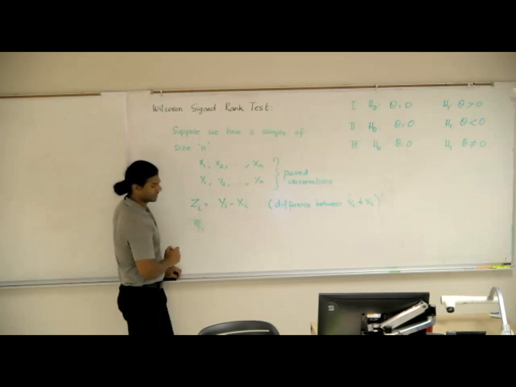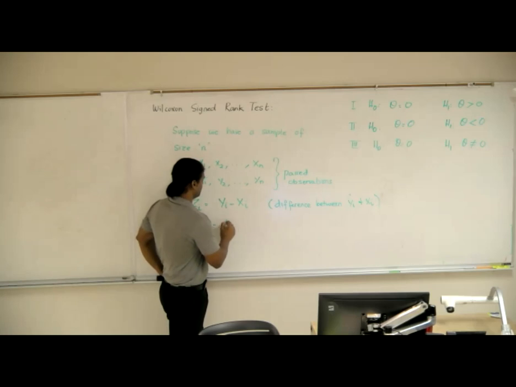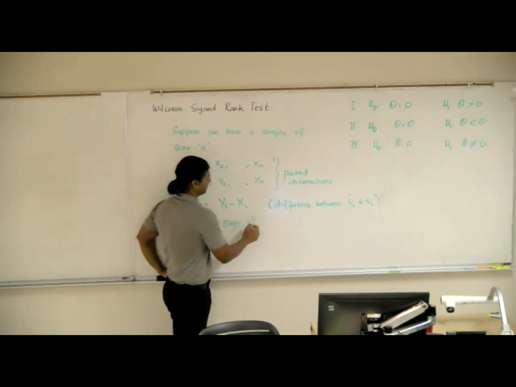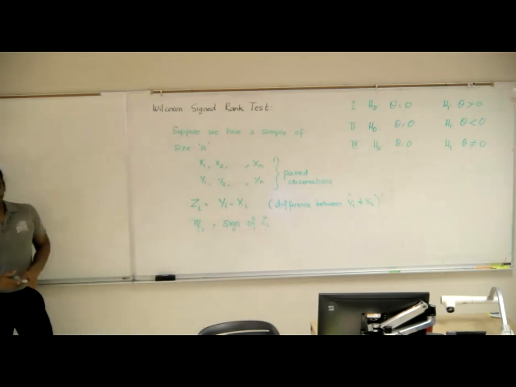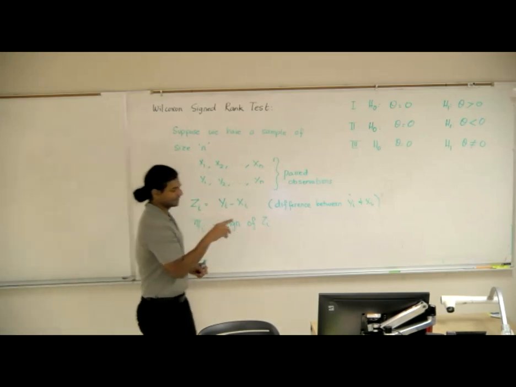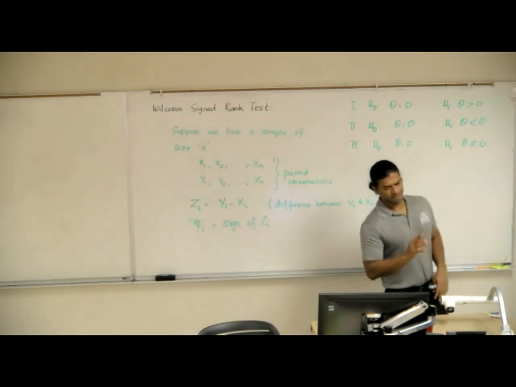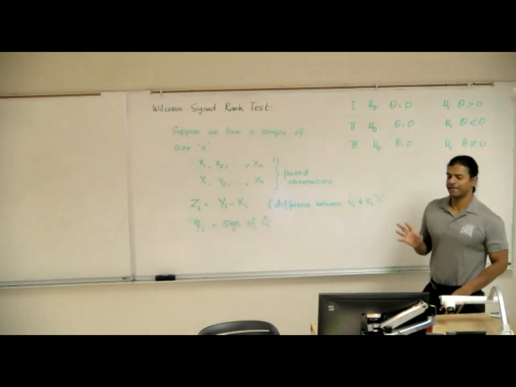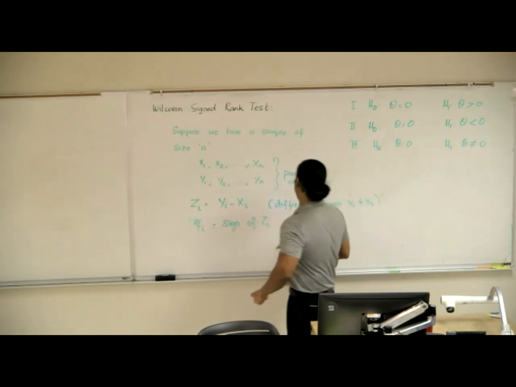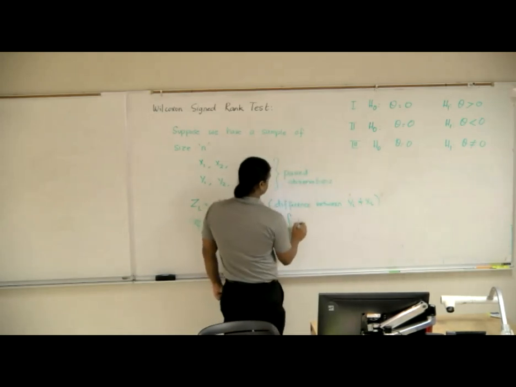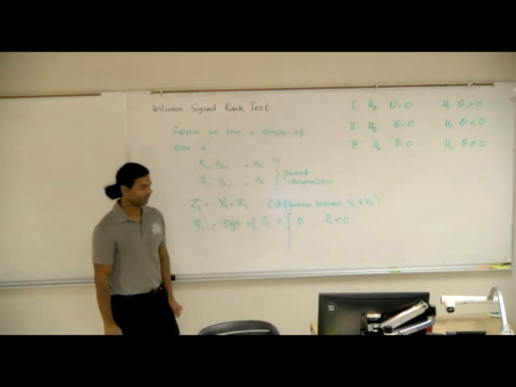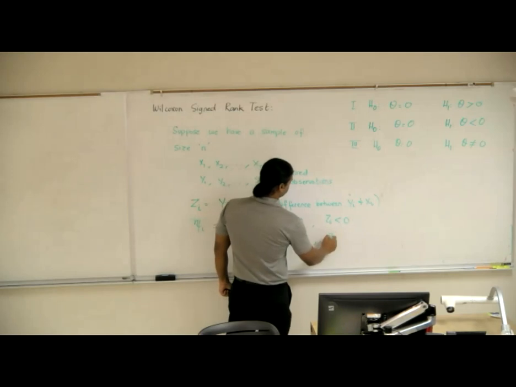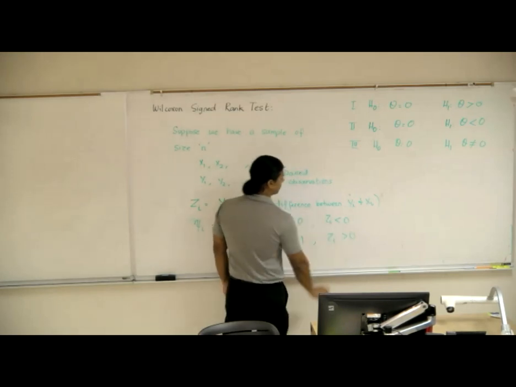I believe your book uses psi i. Psi i is the sign of Zi. So whether it's a positive sign or a negative sign, but I can't simply use positive, negative. Rather, I can quantify it as an indicator. It is 0 if Zi is less than 0, negative. It is 1 if Zi is greater than 0.